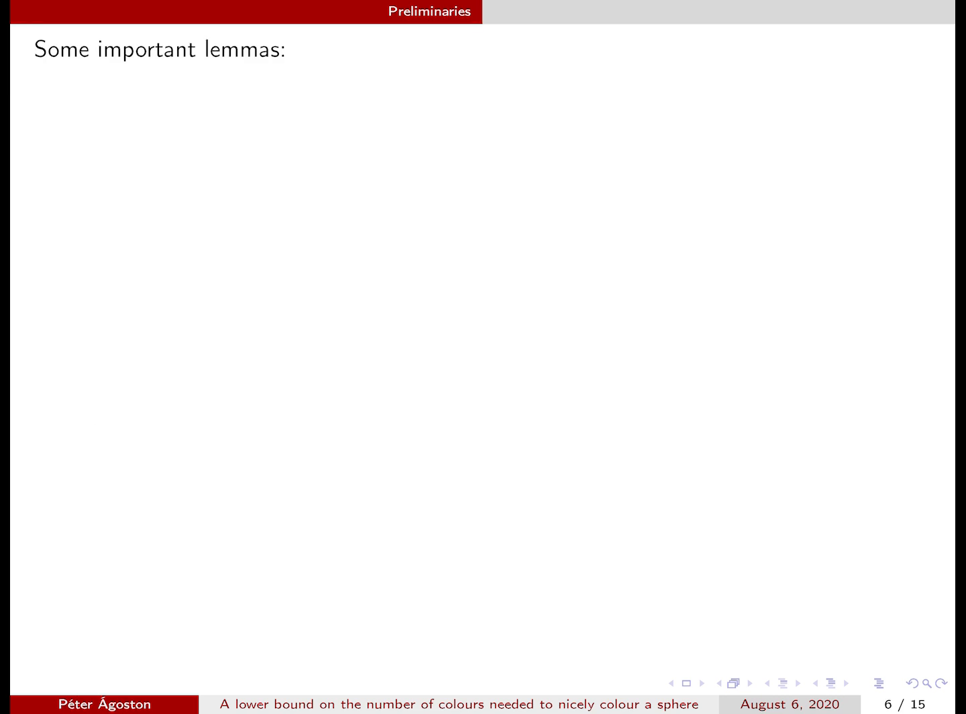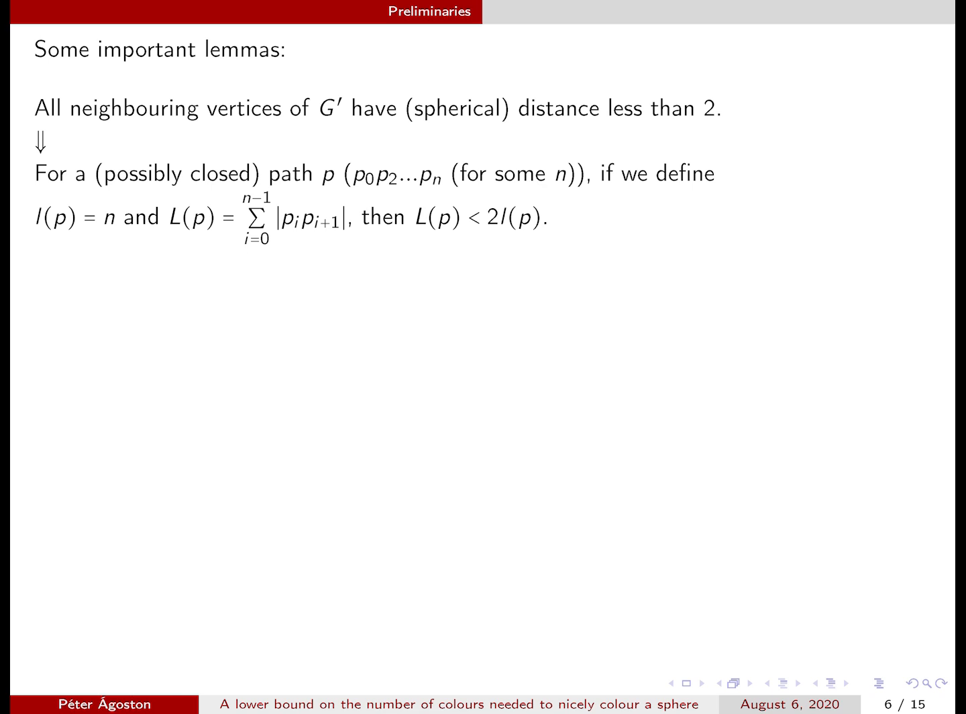Now we continue with some other important lemmas. Since all neighboring vertices of G' have distance less than 2, the total length of the spherical segments connecting the neighboring vertices in a path P is less than double of the graph length of P. Note that this total length is not necessarily the same as the total length of the edges.